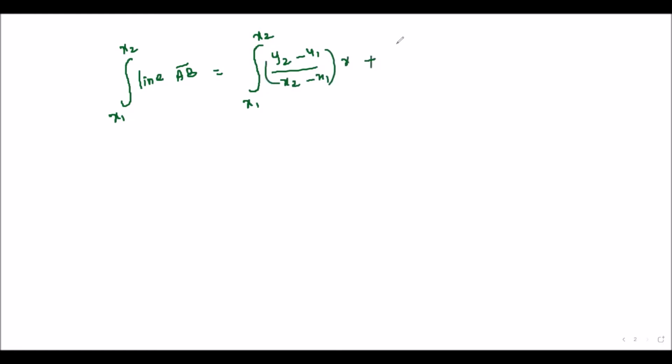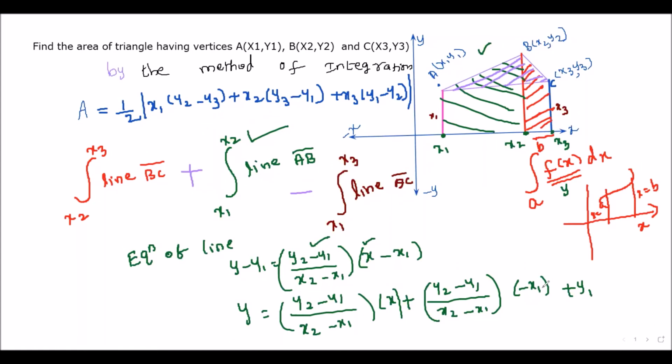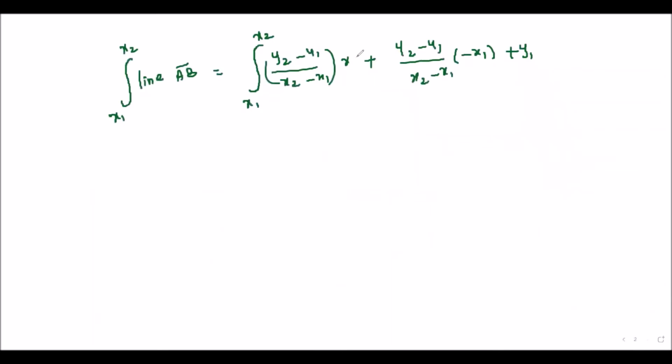Now the constant term. If you see, the same (y2 minus y1) by (x2 minus x1) of minus x1 will be there, plus from that side we brought y1. So if you want, you can check it once again. So it is (y2 minus y1) by (x2 minus x1) of minus x1 plus y1. This is the constant term. This also I'm going to integrate. So let me write the integration separately. This part is one part, and plus the integration of this whole thing into dx.